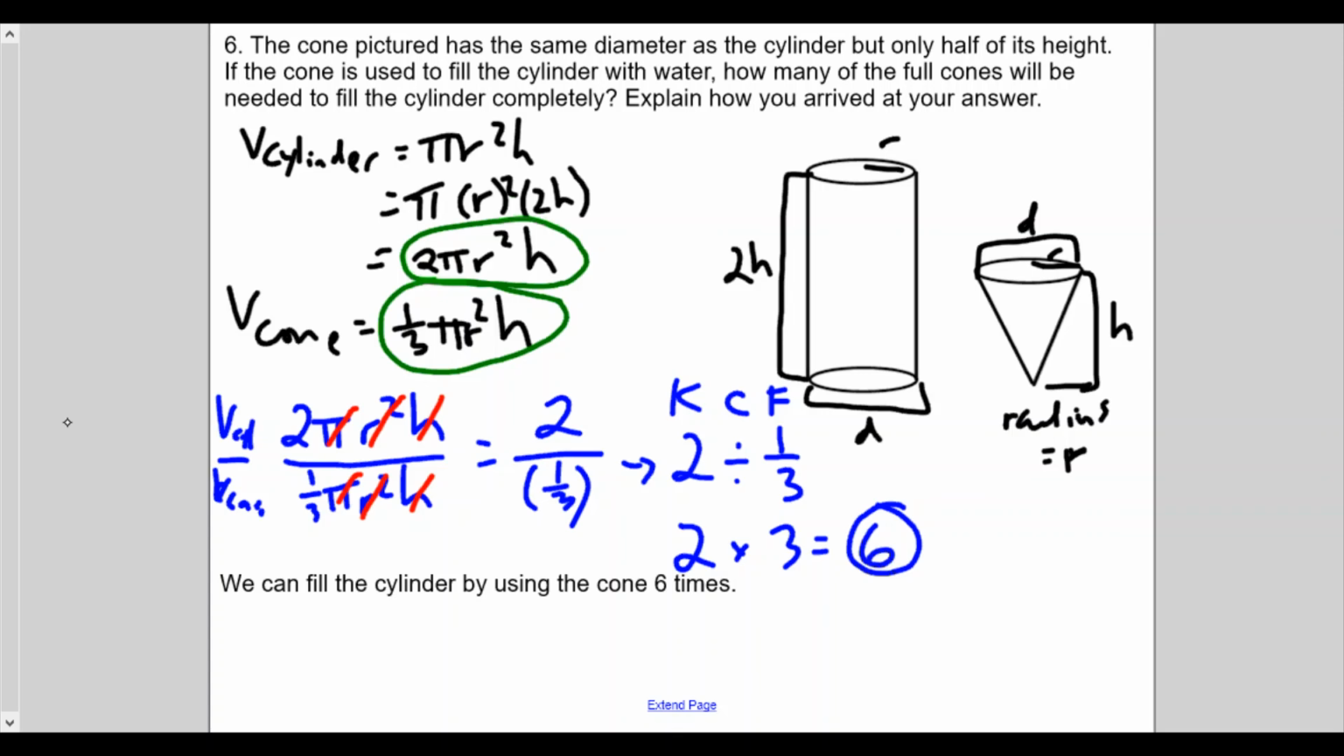So this is the end. This is the end of part 3 and the last of our questions for homework number 36, the volume of pyramids and cones.